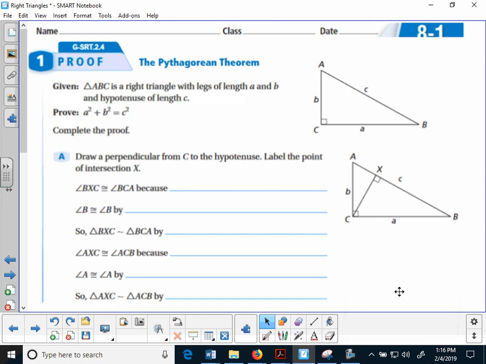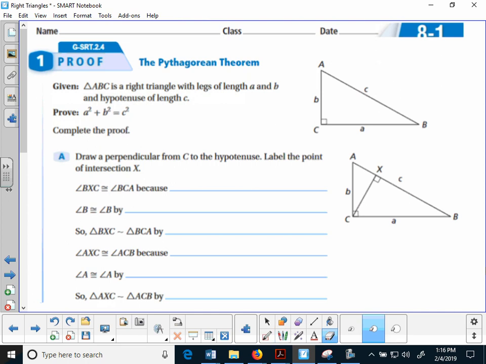All right, we're live. So, right now we're going to prove the Pythagorean Theorem. Notice how it starts out. It says, given that triangle ABC is a right triangle, and then it just names the sides. It wants us to prove a squared plus b squared equals c squared. All we have at first is just this blank triangle.